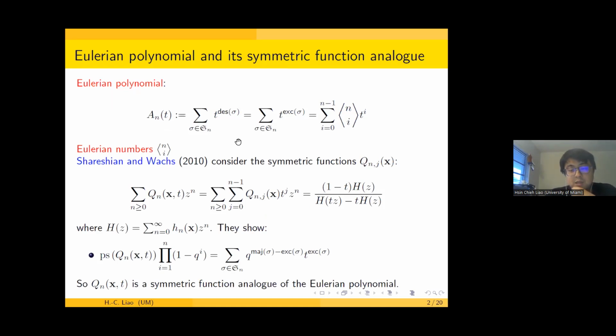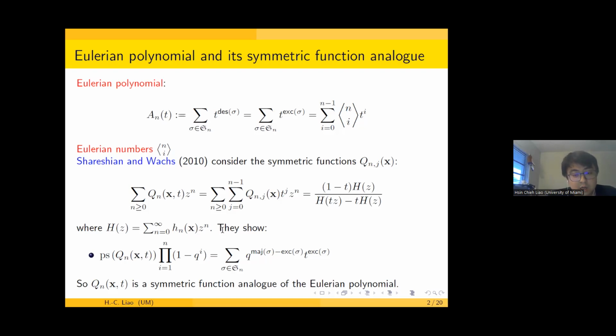It's just a polynomial describing the distribution of the descent or exceedance statistic on permutations, and we call the coefficients of this polynomial the Eulerian numbers. Shareshian and Wachs, in 2010, considered the symmetric function Q_n(x,t), whose generating function has this closed form, where H here is the generating function of the complete homogeneous symmetric functions.